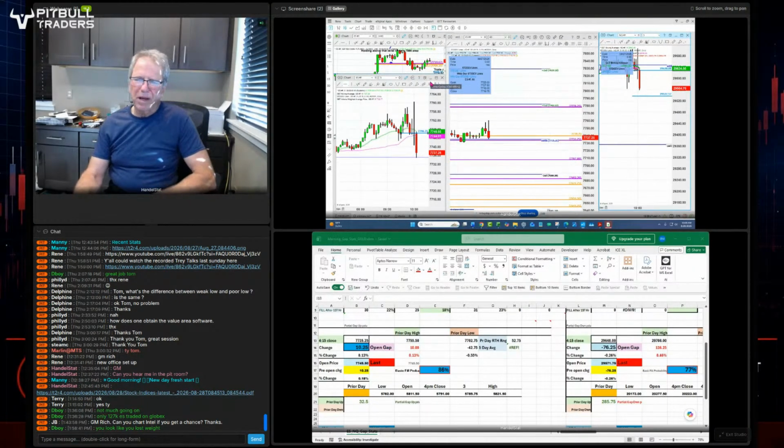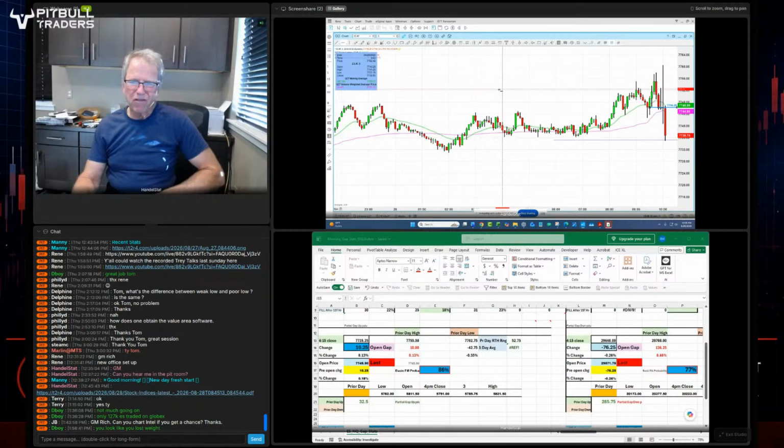This looks like it's breaking out the downside. We're going to get range expansion and we're going to get it to the downside. That's what I'm seeing right here. We'll take a look at this. But range expansion should be to the downside.